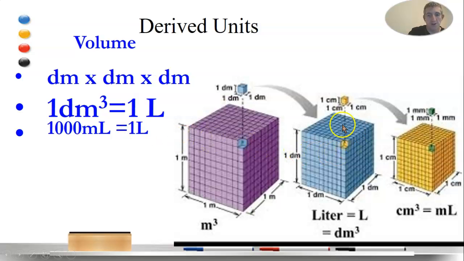And a bigger cube, what is synonymous with 1 liter? If a centimeter cubed is a milliliter, then a liter is a decimeter cubed. A decimeter times a decimeter times a decimeter. So a liter of water would fill up this blue cube. And in fact, 1,000 yellow centimeters cubed would fit in 1 decimeter cubed, because 1,000 milliliters equals 1 liter.